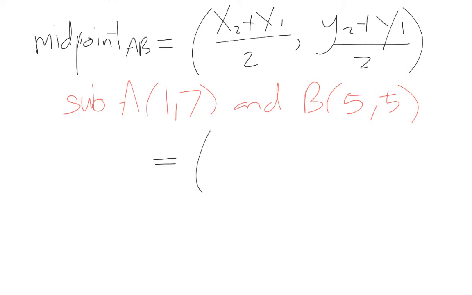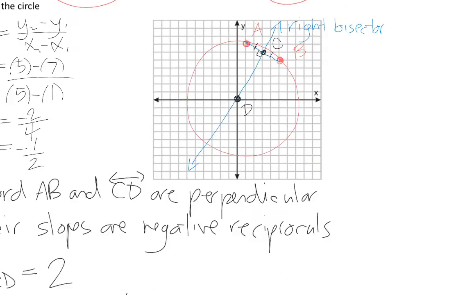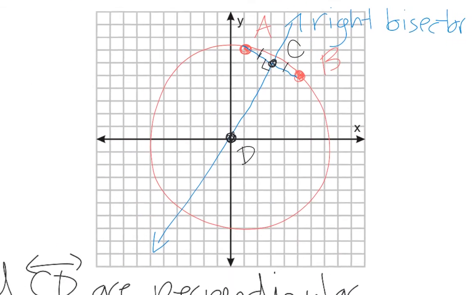That's going to be 1 plus 5 over 2 and 7 plus 5 over 2, which gives you 3 and 6. I've done some of the steps in my head. Let's go back to our diagram and fill in some of our information.